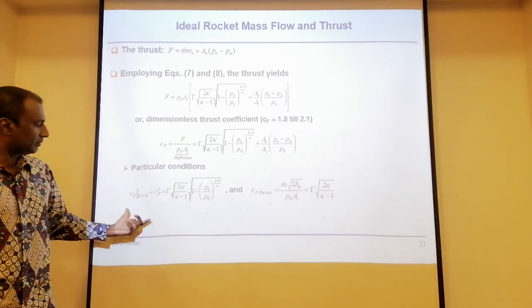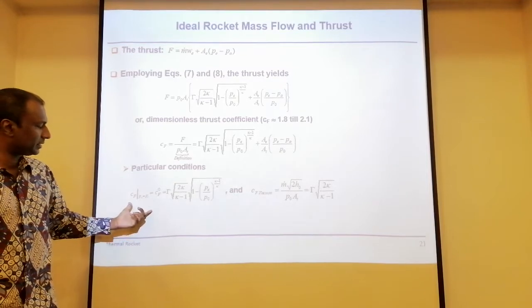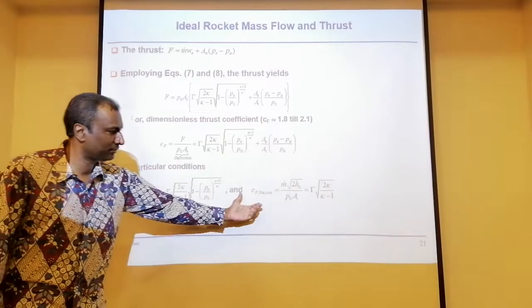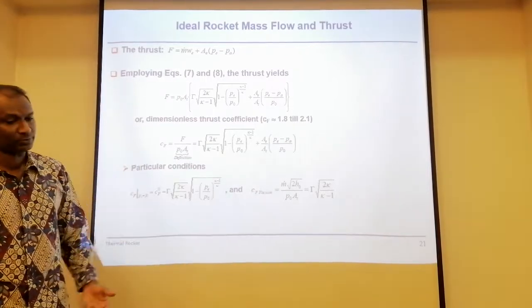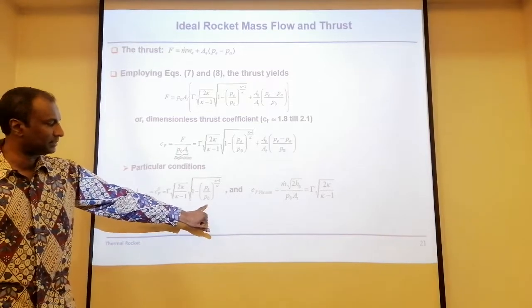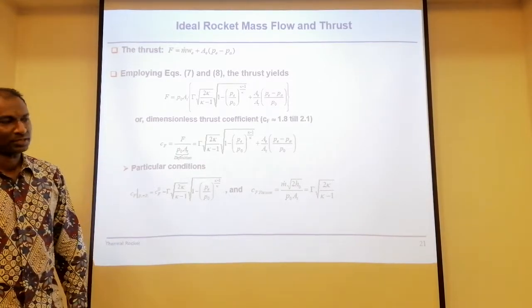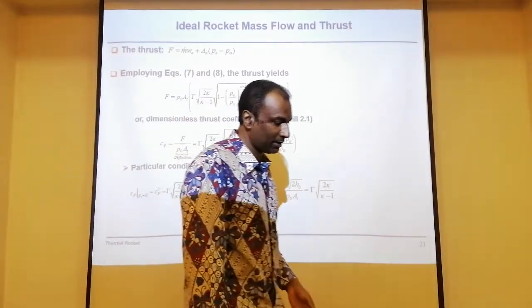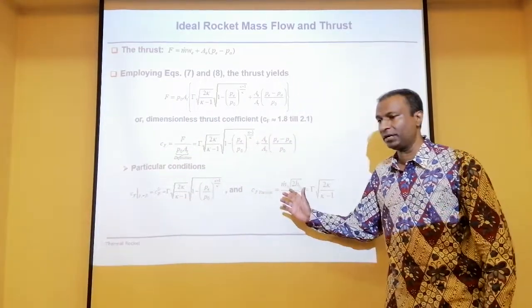Now, particular conditions, basically always the atmospheric condition. So these are the vacuum conditions. Basically you can rewrite that in terms of gamma and kappa as well. So again, indirect measurement is needed, pressure measurement is needed. Once the pressure measurement is done, you should be able to calculate many rocket parameters because the formulation is ready.